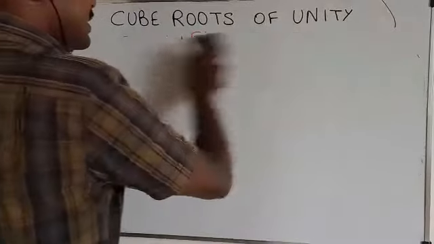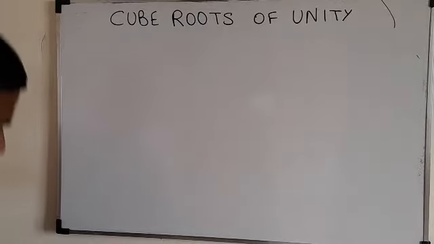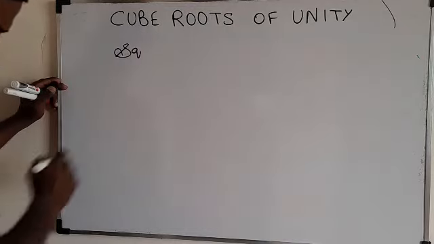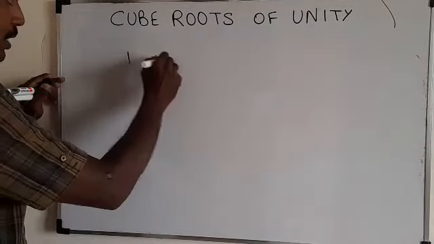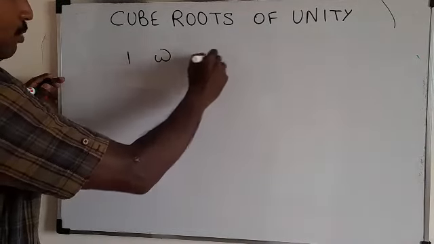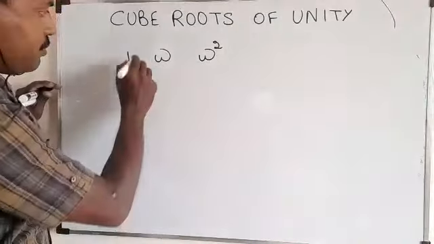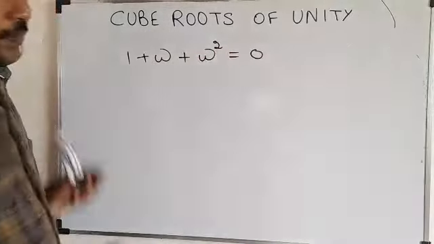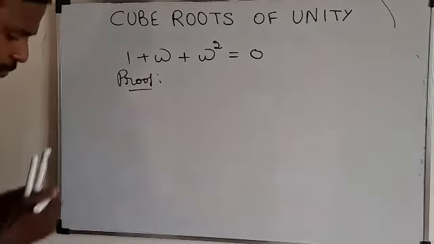Now let us see some more interesting things about cube roots of unity. Already we have the 3 cube roots of unity: 1, omega, omega square. The sum of these 3 cube roots of unity is going to be 0. Why? Do you know? Let us see the proof.